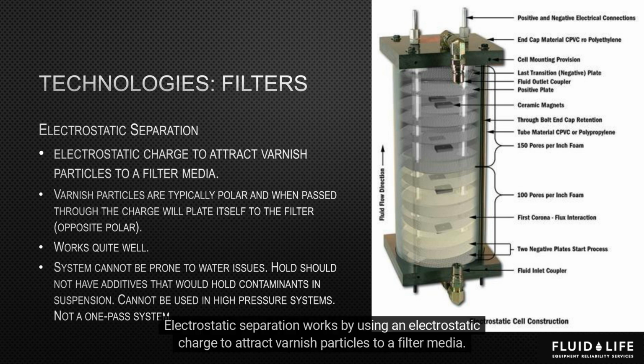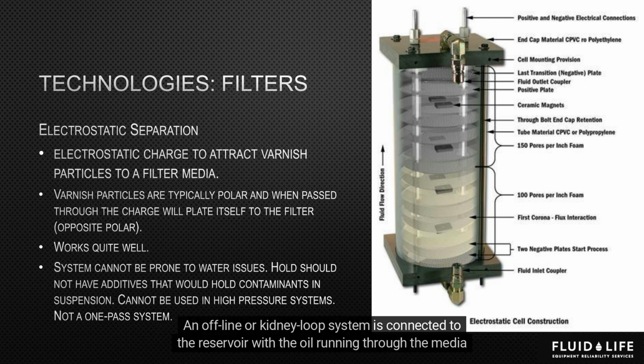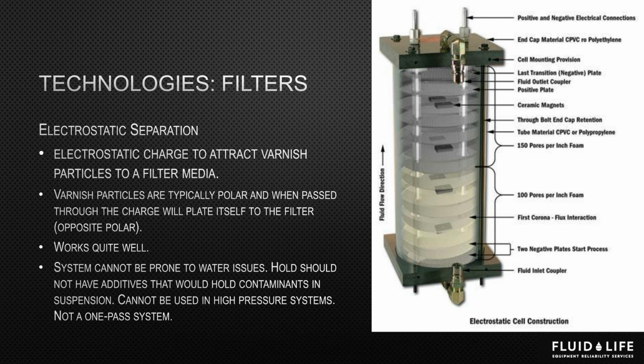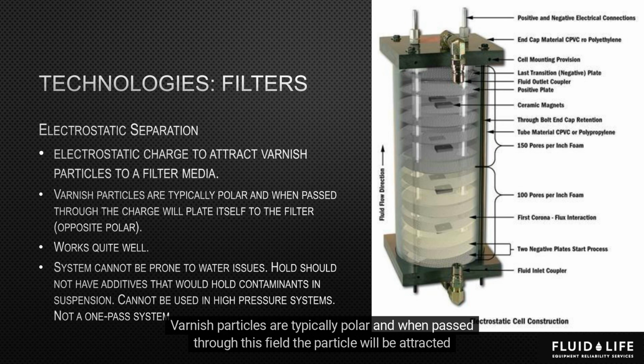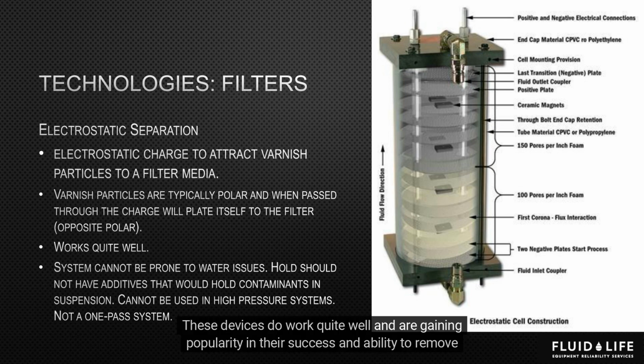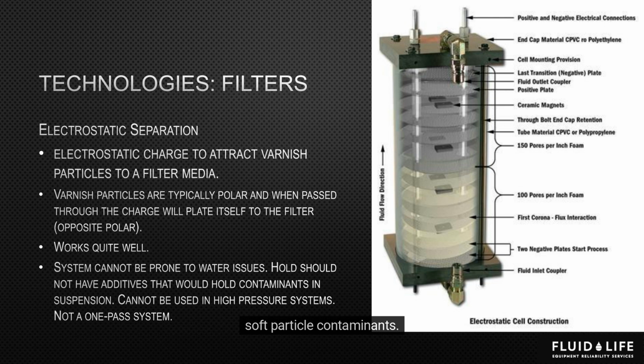Electrostatic separation works by using an electrostatic charge to attract varnish particles to a filter media. An offline or kidney loop system is connected to the reservoir with the oil running through the media, then back into the reservoir. In this system is an electrostatic field that provides a negative and positive pole. Varnish particles are typically polar, and when passed through this field, the particle will be attracted to its opposite pole, either negative or positive. These devices do work quite well and are gaining popularity in their success and ability to remove soft particle contaminants. However, they work well within certain conditions.